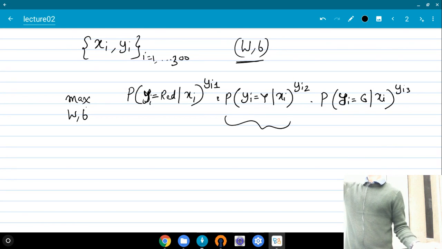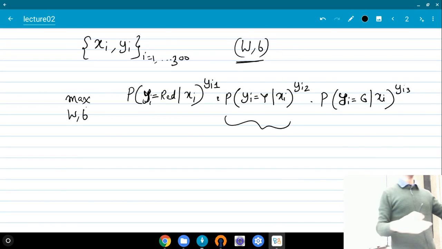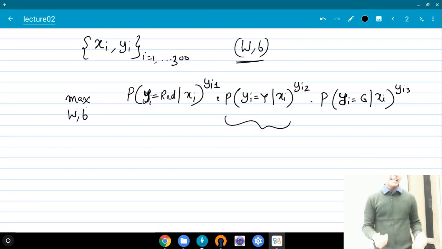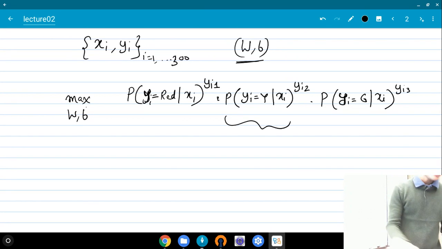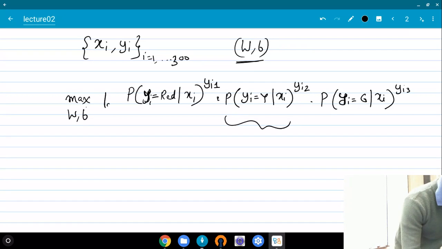So for the ith observation, only one of these terms is going to be relevant, because only one of the yi's is going to be 1 and the other two yi's are going to be 0. So two of the terms will be 1 here and only one term remains, and I just want to maximize that number with respect to w comma b. And instead of doing that, people maximize the log as well. Okay, log of this thing.